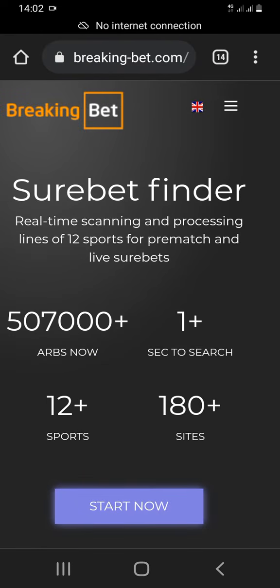So if you're looking for an arbitrage software that you can use to find arbitrage bets and maximize your profits through betting, this is number one. I recommend this to you. So that's that about breaking bets. So without wasting our time, we'll go down to the next one.